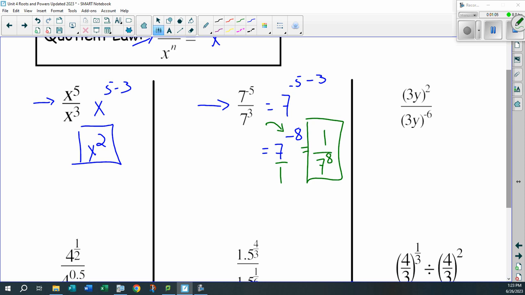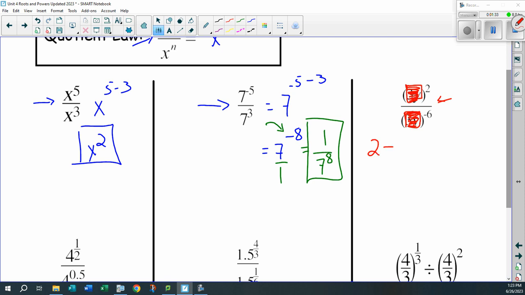So let's go. Look at this next one. I'm going to throw some weird stuff at you. This is 3y, and this is 3y. But you notice that they're both in brackets? So guess what? This is like taking a box and dividing it by another box. The bases are the same. So remember, that says to subtract. So this is 2 minus.